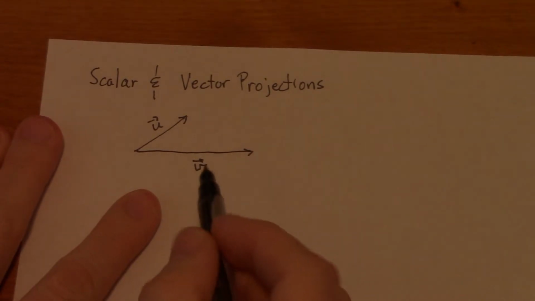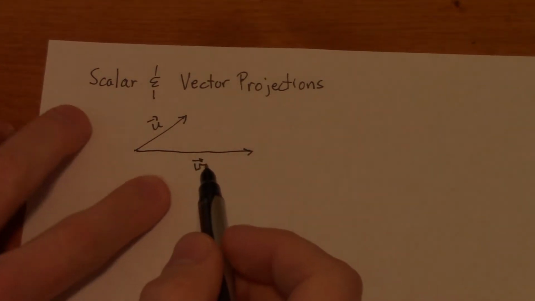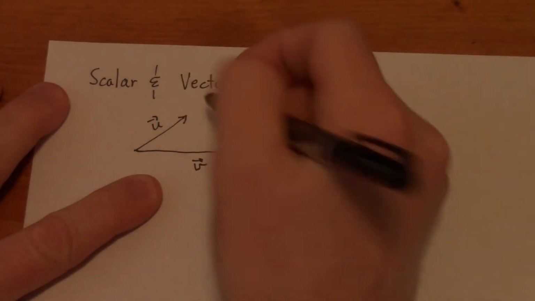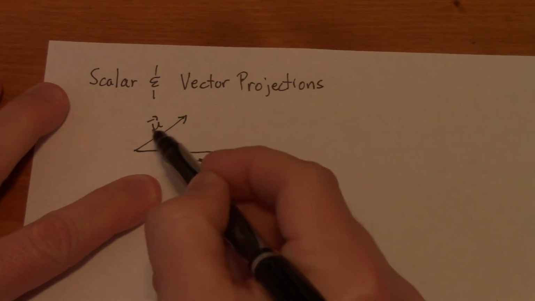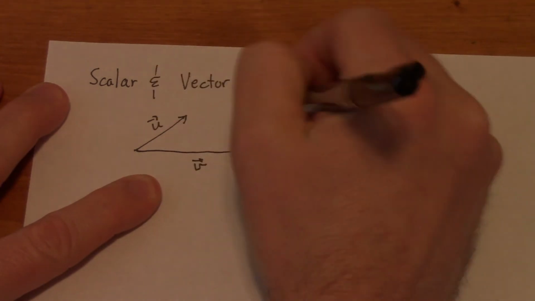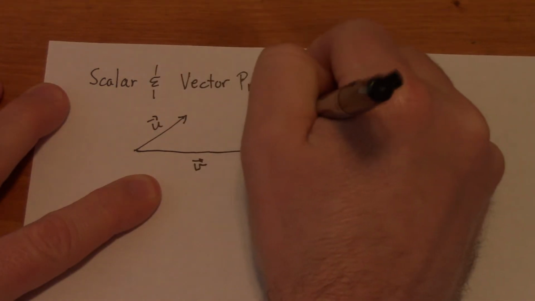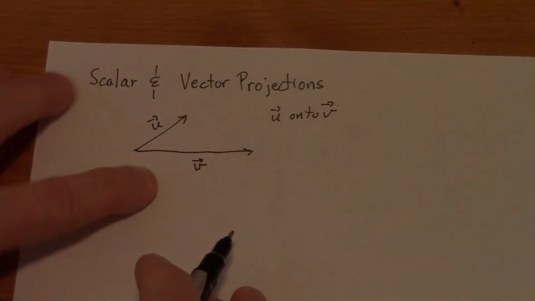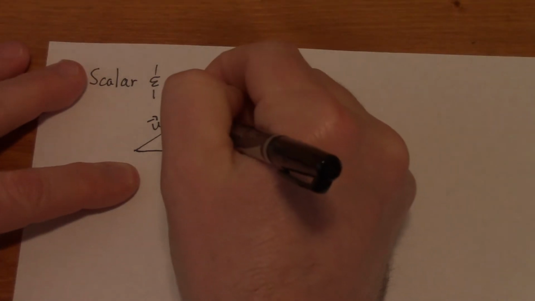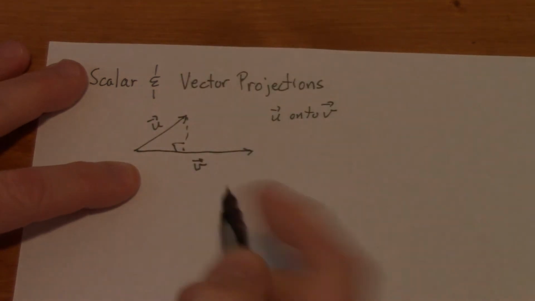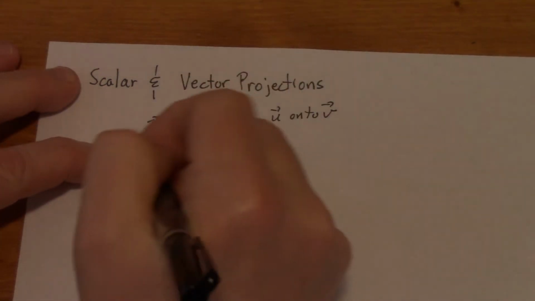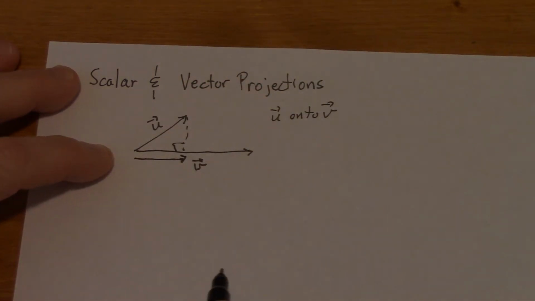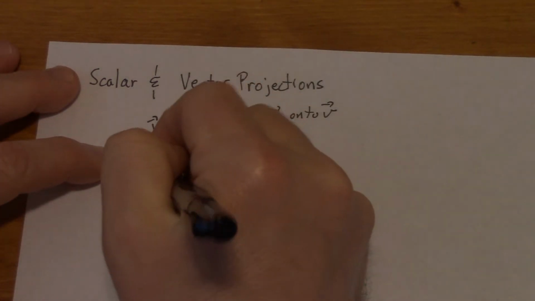Alright class, in this video we're going to talk about the scalar and vector projections of one vector onto another. And the concept is pretty simple. So if we're projecting u onto v, so let me write that down, u onto v, what do we do? Well, the concept is that we go to the end of u and we drop a perpendicular down and we have a vector right there. Okay?